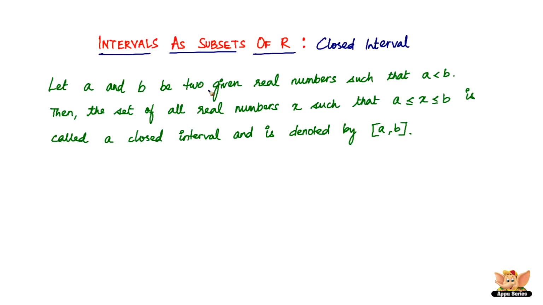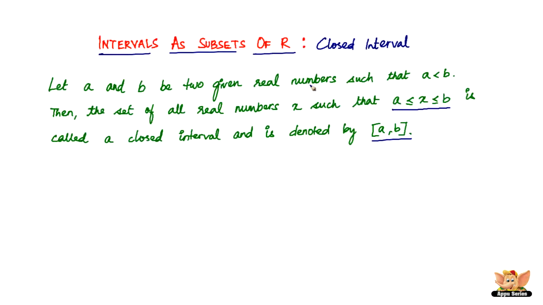It says, let A and B be two given real numbers such that A is less than B. Then the set of all real numbers X such that X is greater than or equal to A and less than or equal to B is called a closed interval and is denoted by open square bracket A comma B close square bracket. As far as a closed interval is concerned, the most important thing is this. We are taking A and B to be any two given real numbers such that A is less than B. Say, for example, A equal to -1 and B equal to 2. Let's come to the examples in the later part of the video. But here, let me quickly explain the concept to you.